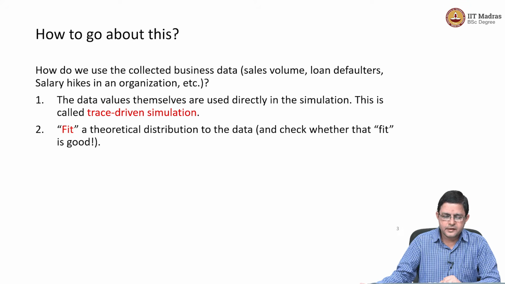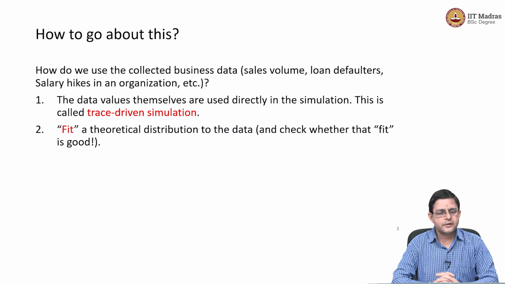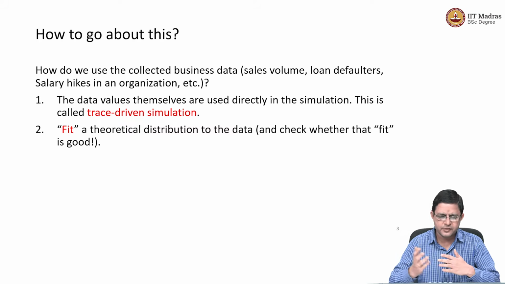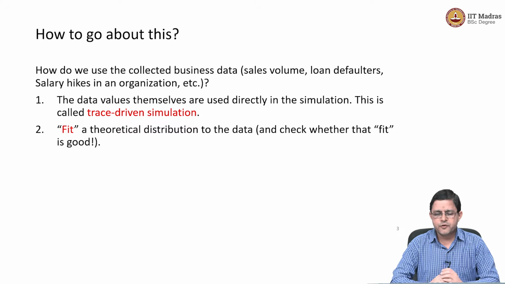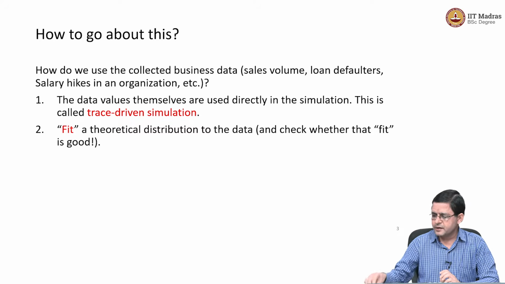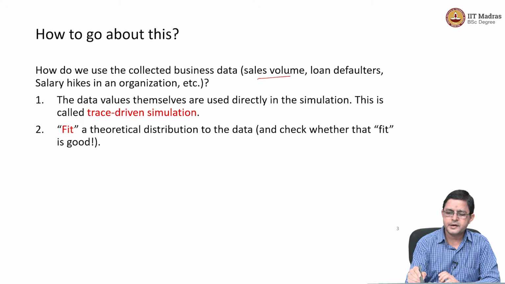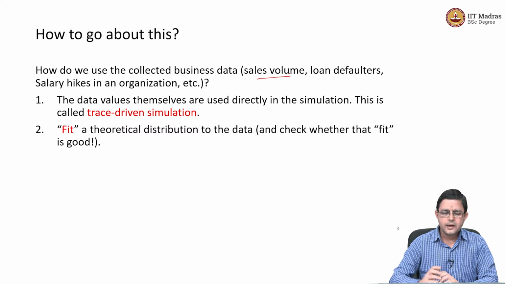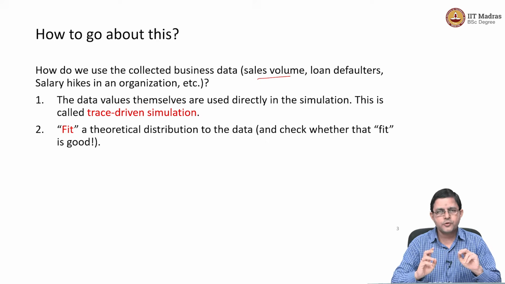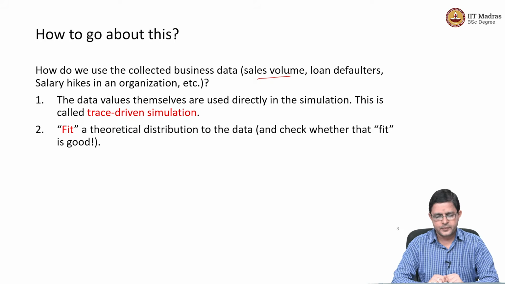The second method is to actually fit a theoretical distribution. What do I mean by theoretical distribution? Theoretical distributions are all these things that we spoke about earlier: normal distribution, uniform distribution, binomial distribution and Poisson distribution for discrete, and exponential distribution for continuous. These are all theoretical distributions. So, for the sales volume data that I may have, I may try to fit, quote unquote, fit a distribution to my data, right.